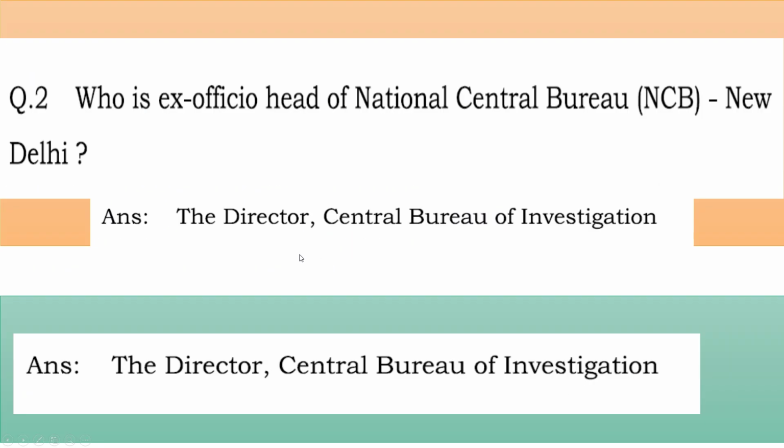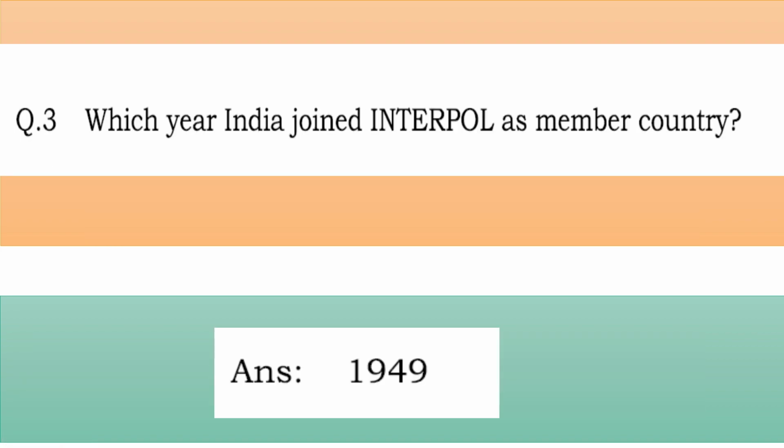Okay. And question number 2: who is the ex officio head of National Central Bureau, NCB, New Delhi? The answer is the Director Central Bureau of Investigation, CBI के जो director हैं. Okay. So the answer is the Director Central Bureau of Investigation. Question number 3: which year India joined Interpol as a member country? 1949, after independence. Okay. So India ने भी 1949 में इंटरपोल को ज्वाइन किया हुआ था.